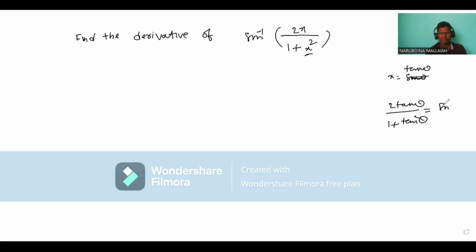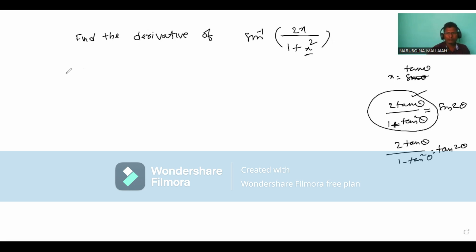This is the formula for sine 2 theta, whereas 2 tan theta by 1 minus tan square theta is the formula for tan 2 theta. See, the difference is only the minus symbol. Here plus symbol, here minus symbol. 1 plus tan square theta is the formula for sine 2 theta. Now we have to use this ratio.